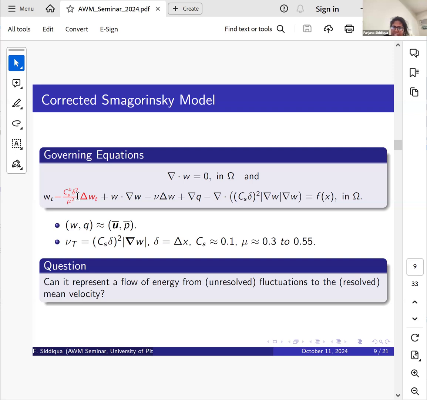Unresolved means very, very small scale. And to see small vorticities, we actually need a very small scale, which is mathematically impossible. That's why we need to see this representation, the flow of energy coming back from unresolved fluctuation to the resolved mean velocity. So the first thing we do is the energy estimate.